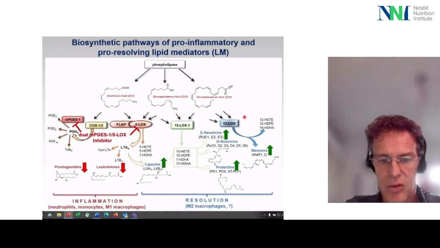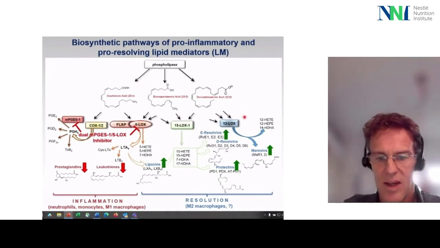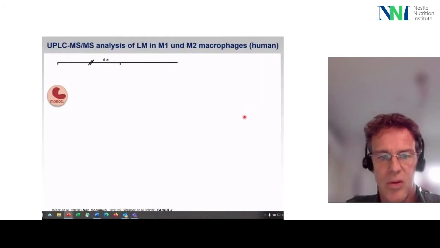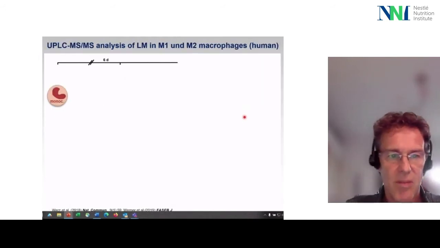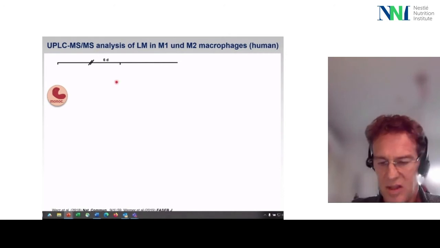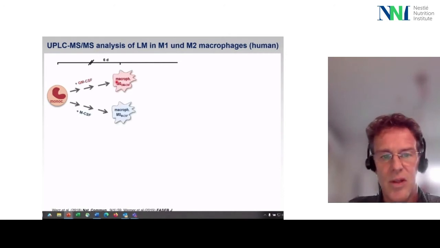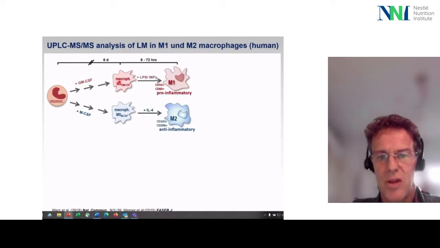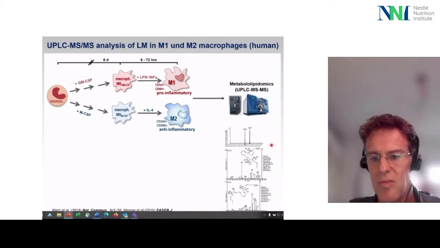Well, in order to study this, we had to have a cellular system where we can detect SPM formation, and this was only 5 years ago, and it was not possible to have it right away. And we established such an assay by studying monocytes that were differentiated towards macrophages, and these macrophages were then polarized to pro-inflammatory M1 and anti-inflammatory M2 macrophages, and we wanted to stimulate these macrophages to measure lipid mediator formation. But what stimulus should we use?